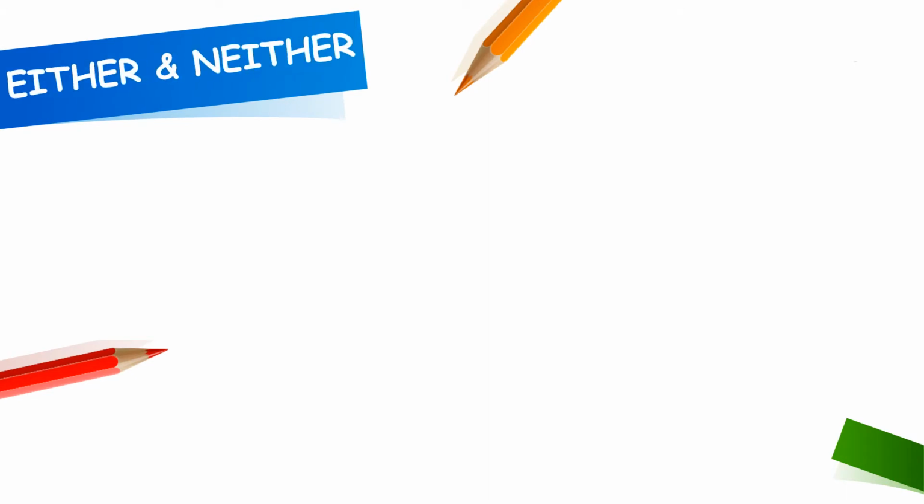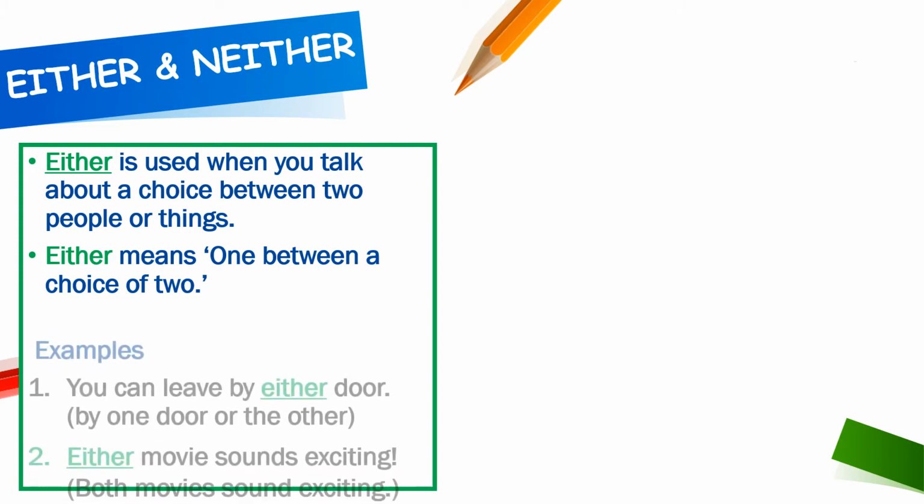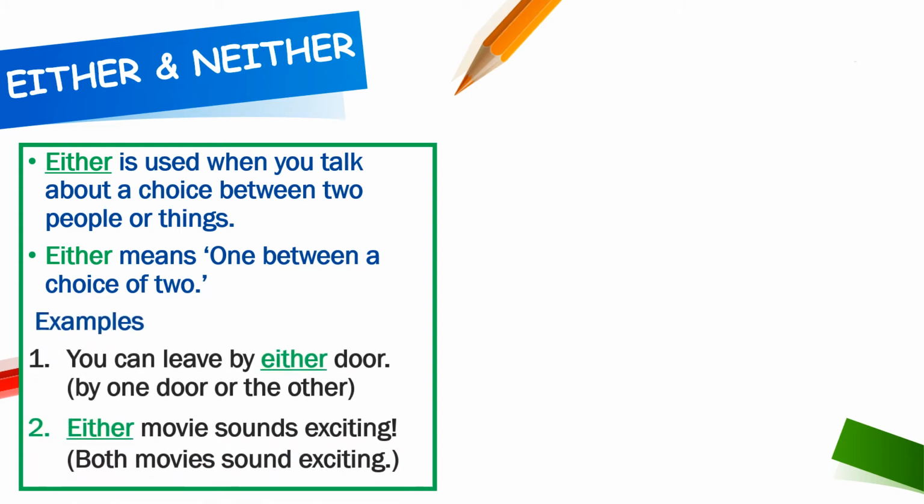Next we have either and neither. Either and neither refer to two persons or things, indicating that only one of the two is involved or not. Either is used when you talk about a choice between two people or things. It means one between a choice of two. For example, you can leave by either door. That means by one door or the other. Either movie sounds exciting. It means both movies sound exciting.